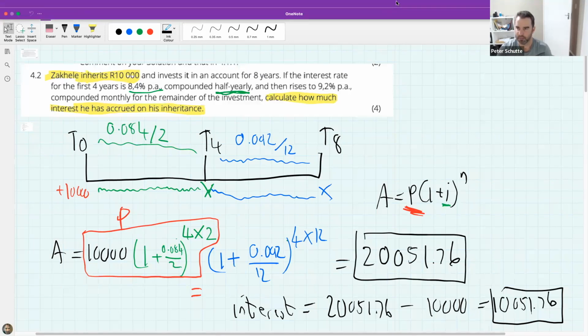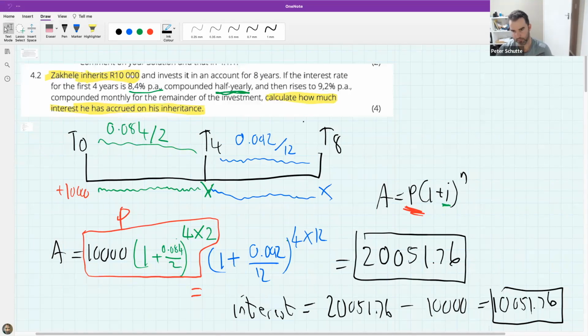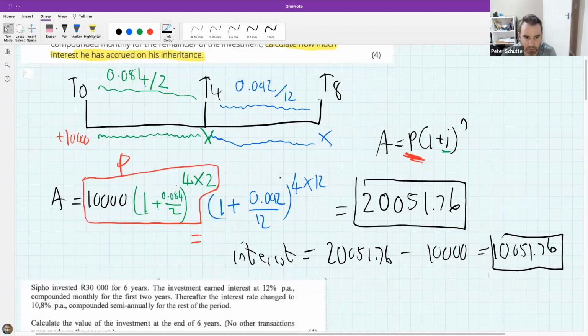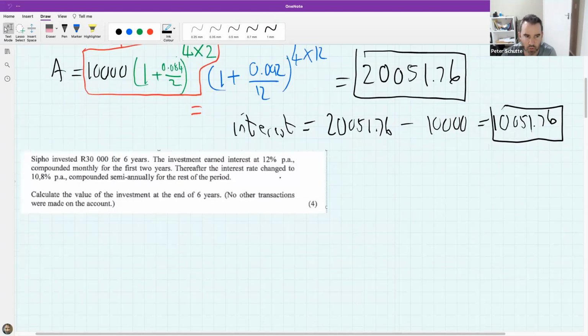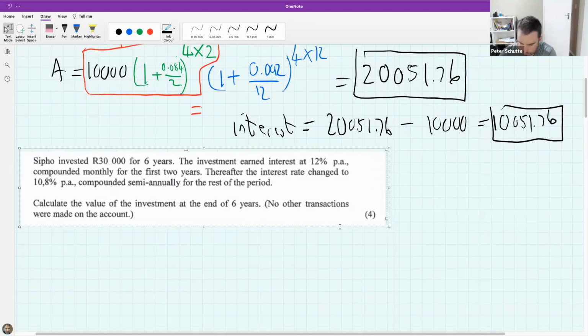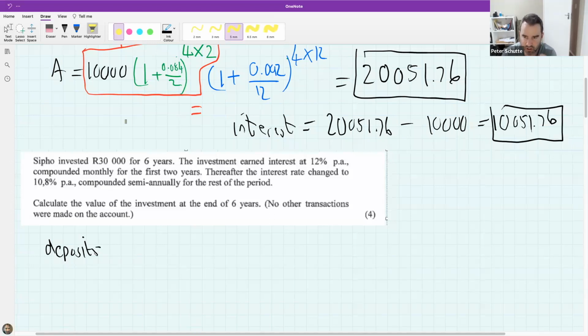All right. That seemed like it was okay. So let's do another question like this, except I'm going to take it up a notch a little bit as well. So here is the question, which is very similar to before, except I'm going to add some extra deposits. So let's go through the question together.